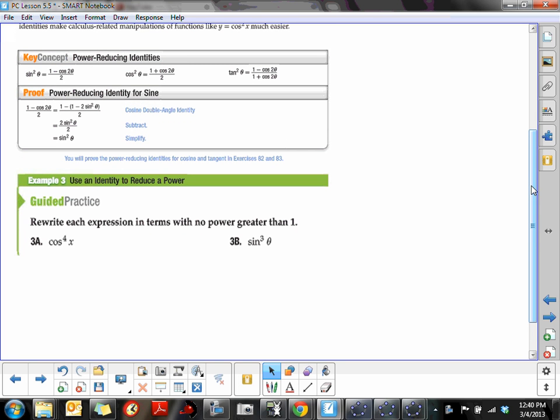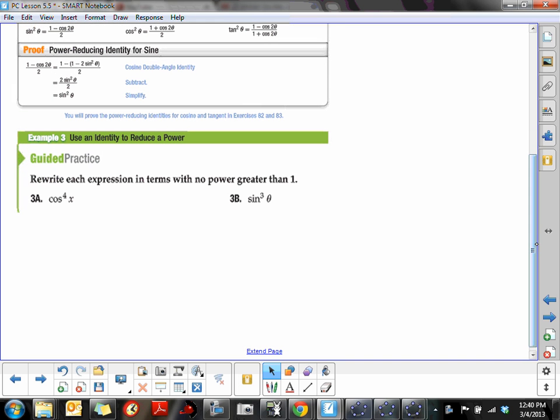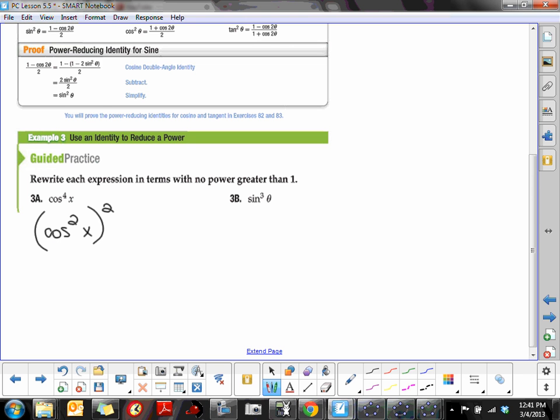This first one says cosine to the 4th of x, so cosine x to the 4th. One of the ways you can rewrite this is as the cosine squared of x raised to the 2nd. There are other ways of writing it, but this is the way that I prefer. I know I have a cosine squared reducing formula, which says I can rewrite that as 1 plus the cosine of 2 theta, divided by 2. Now we were supposed to take that value and square it.